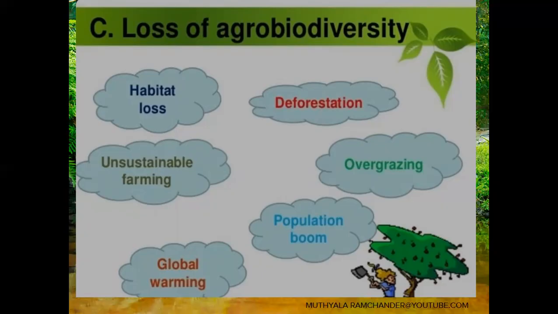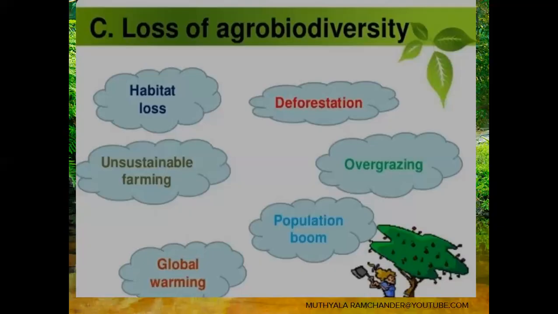Unsustainable farming means different types of unwanted crops are cultivated in an unsuitable, uncomfortable ecosystem. So it is not comfortable for the agrobiodiversity. And population boom also plays a major role. It is a major part of the loss of agrobiodiversity. When the population increases, automatically it needs food material. The population depends on all types of living organisms. So the food material is not collected from the different sources for the populations. So it is also a major threat.